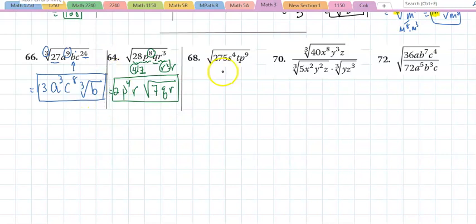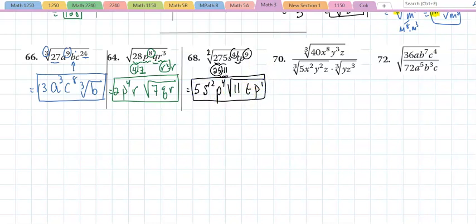And if I look at number 68, the same deal happens. 275. I would know that, actually, let me think what that is. 25 times 11. So I could say that clears the radical as 5. 2, which is the index, divides 4 2 times. T is one of a kind. 2 divides 9 4 times, and I have a 1 left over from that. T I didn't touch, and 11 in there.